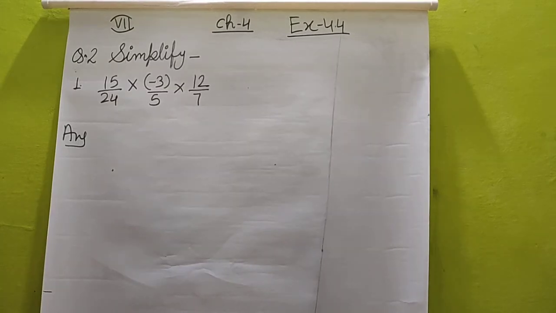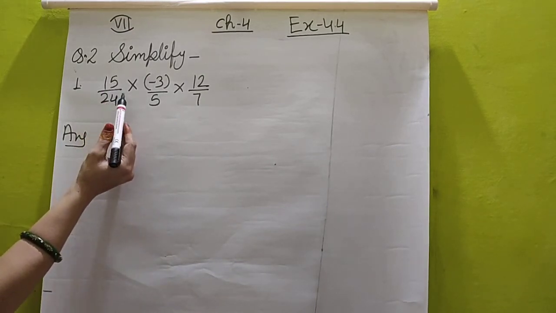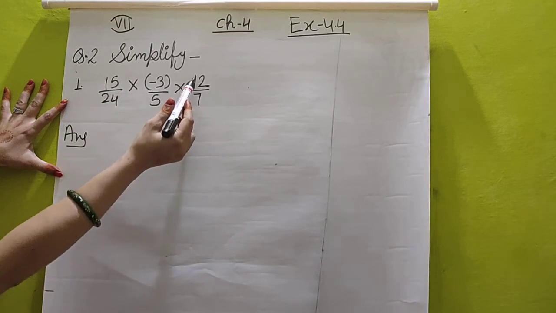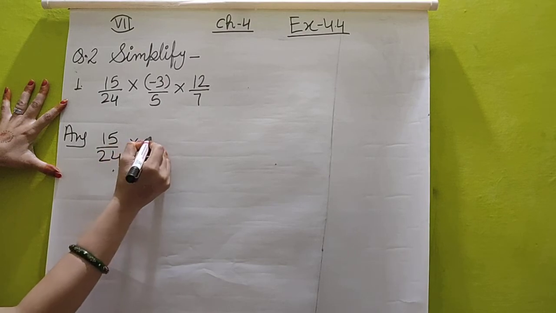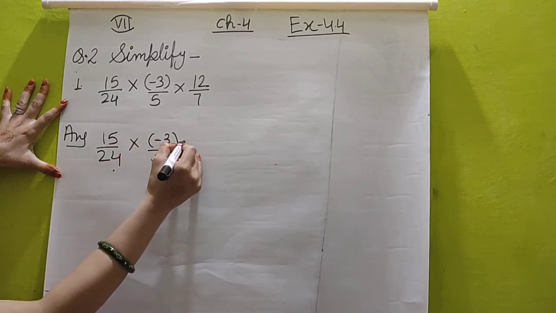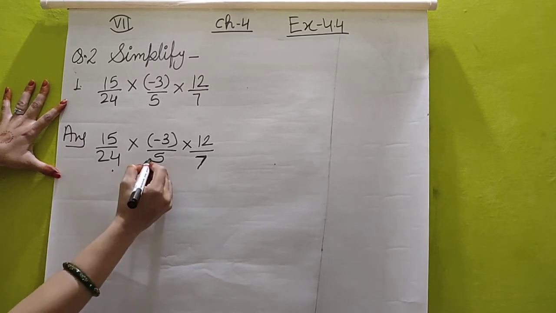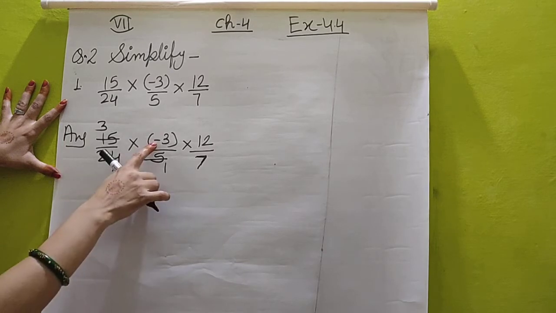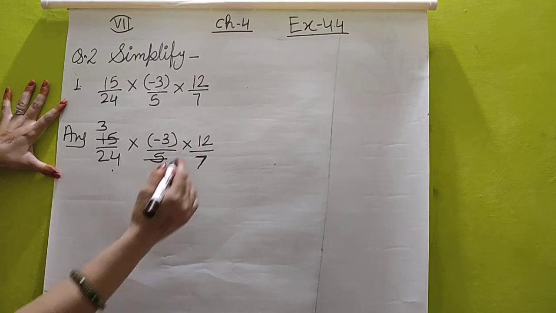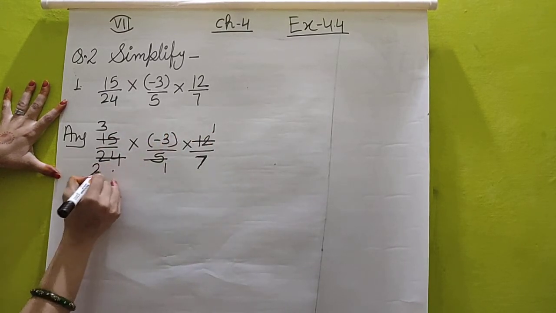Students, now question number second is simplify. Here three rational numbers are given. First, 15 upon 24 multiply minus 3 upon 5 multiply 12 upon 7. So here, 15 upon 24, then minus 3 upon 5, then 12 upon 7. First of all, we will check, can we use the cutting method? If yes, then first of all we will use that. 5 ones are 5, 5 threes are 15. This 24 you can cut with 3 or with 12 also, because 24 is coming in 3's table and 12's table both. So 12 ones are 12, 12 twos are 24.